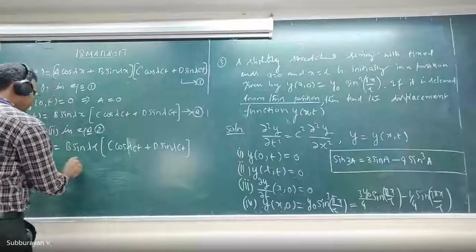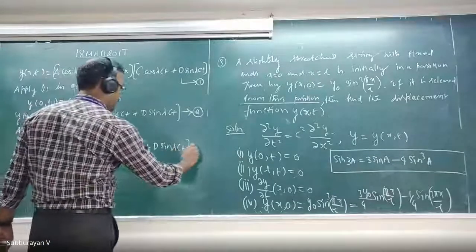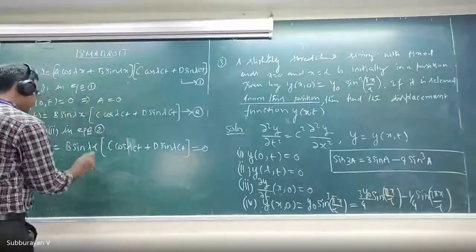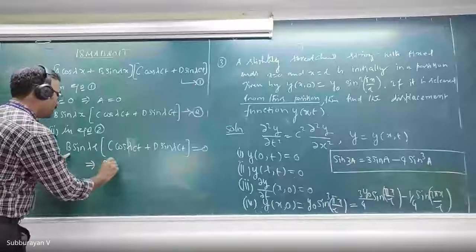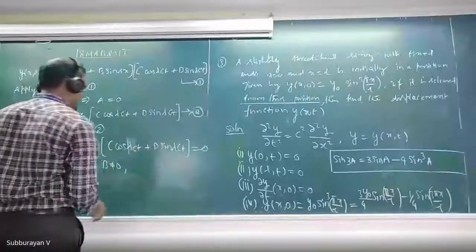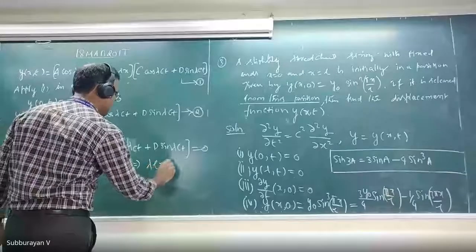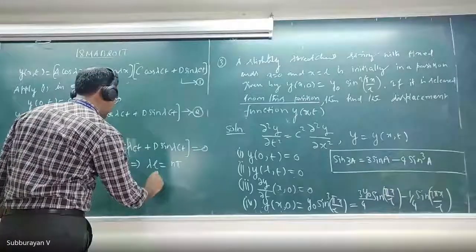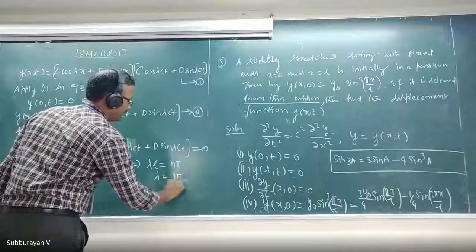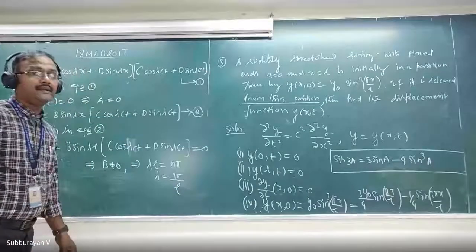Therefore this is equal to 0, which implies b is not equal to 0, and sin lambda L is equal to 0, which implies lambda L is equal to some n pi. Therefore lambda equals n pi by L.